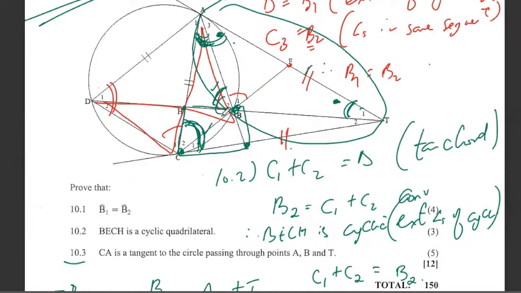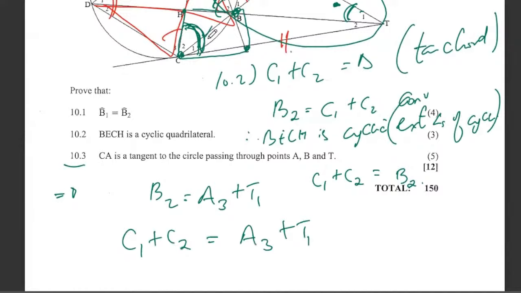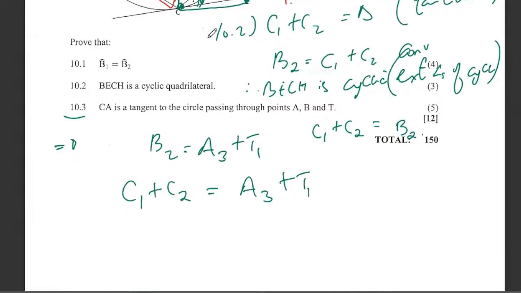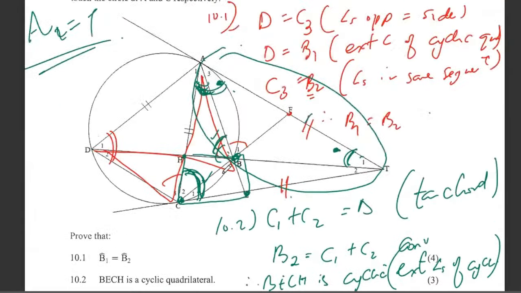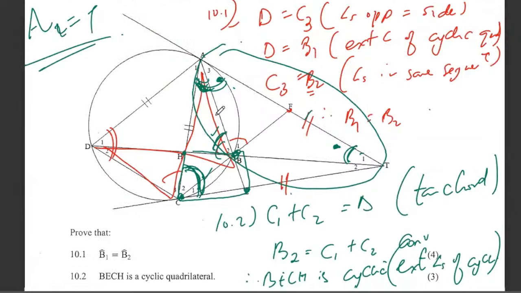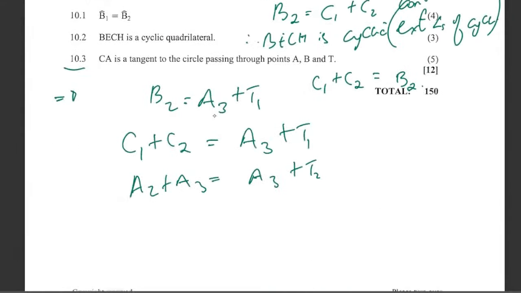But we said C1 and C2 must be the same as A2 and A3. So A2 plus A3 should be the same as A3 plus T1. So the A3 cancels the A3, therefore A2 is the same as T1. Then draw the conclusion that CA is a tangent.